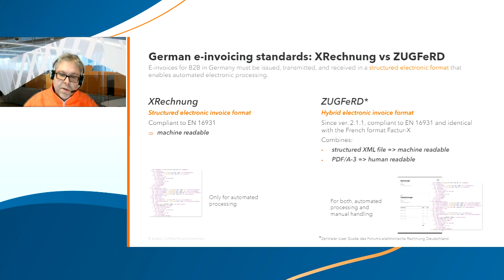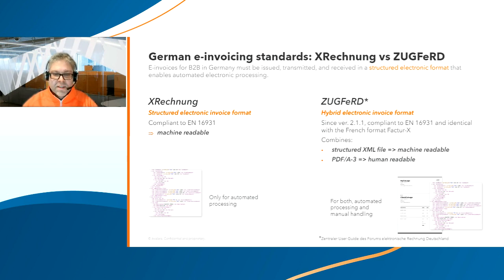X-Rechnung is a structured electronic invoice format which is based on UBL. ZUGFeRD, on the other hand, is a so-called hybrid format, which is a human-readable format with an attached structured XML, and this attached XML is based on UN/CEFACT CII, Cross Industry Invoice. By the way, the XML part is the binding and legally relevant part of the invoice. The ZUGFeRD format is 100% identical with the French format Factur-X, as Germany and France developed this standard together.